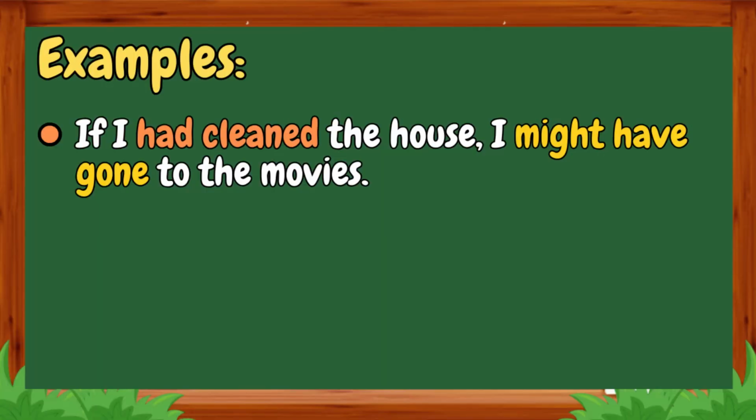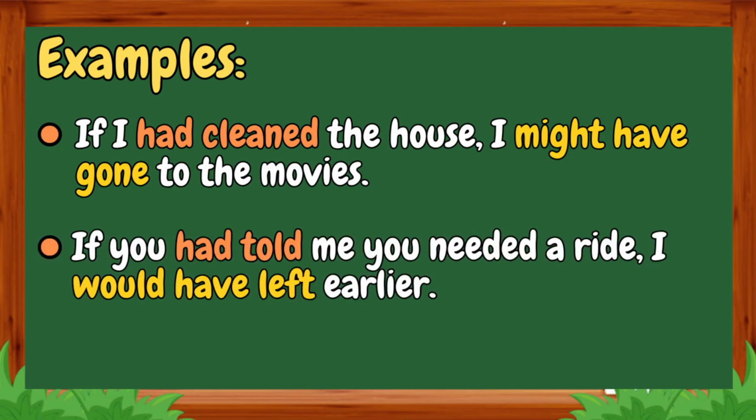If I had cleaned the house, I might have gone to the movies. If you had told me you needed a ride, I would have left earlier. So again in the examples we can see the clear structure of how something in the present would have been different if something different happened in the past. So there we have it, the 4 different conditional sentences we can use in the English language. We looked at when we use them, we looked at the structure, how to create these sentences, and of course we looked at some examples to make it a little bit clearer.